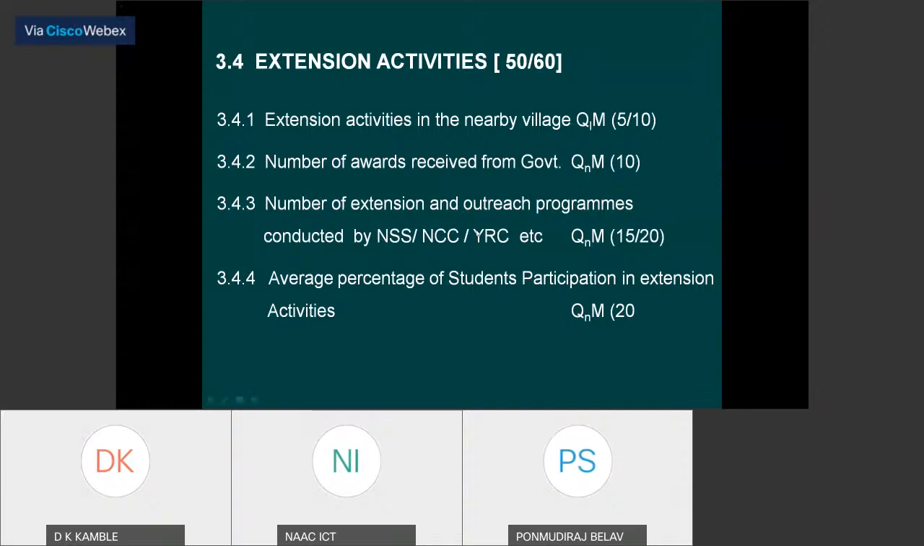Then, number of extension and outreach programs conducted by NSS, NCC, or Youth Red Cross. The documents required are the extension activity program details, brochure, and brief reports. Then, average percentage of students' participation in extension activities. How many students participated in those activities? If the institution shows 10 extension outreach programs in one academic year, then for each of those 10 programs, how many students participated? That student participation detail is also required in this metric.